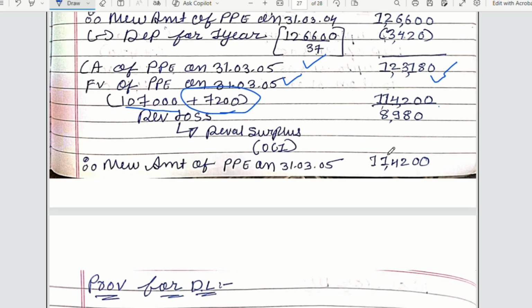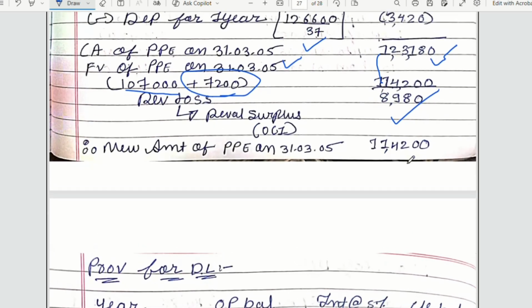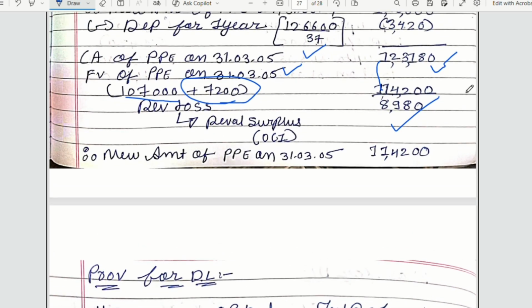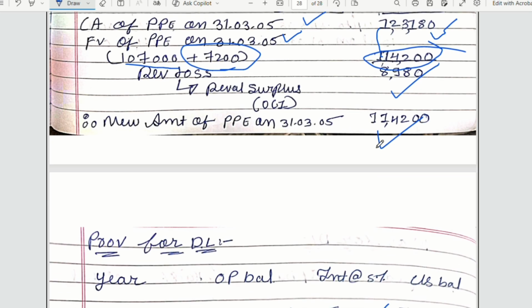ठीक है. अभी यहाँ पे हम लोग का देखो कैरिंग वैल्यू इतना है और फेयर वैल्यू इतना है, तो ये अभी हमारा रिवैल्यूएशन लॉस हो रहा है. अभी न्यू अमाउंट ऑफ पीपी क्या आएगा, ये न्यू रीवैल्यूड अमाउंट आएगा 31 मार्च 2005 को. अभी आगे के इयर्स में इस पे हम लोग डेप्रिसिएशन चार्ज करेंगे.